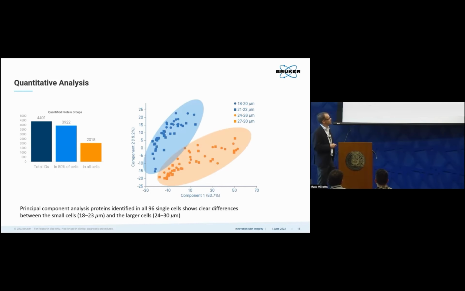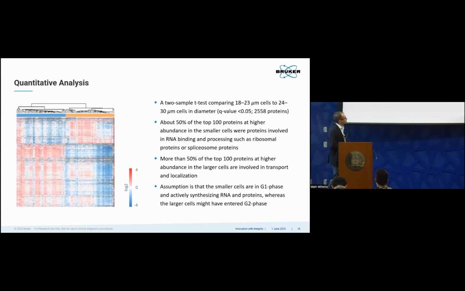What was nice is that when we did some statistical analysis on this, obviously a simple PCA test here, you can see we actually see some differentiation in the smaller cell sizes compared to the large ones. Looking at this data, it seems that in the smaller cells, these are perhaps in G1 growth phase, right? We're seeing a lot of RNA binding and ribosomal proteins, whereas what's more abundant in the larger cells is more transport and localization type proteins. Hence this assumption that maybe we're just seeing the cells in different growth phases.